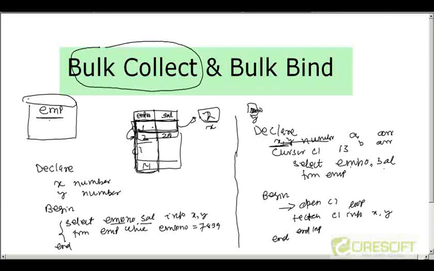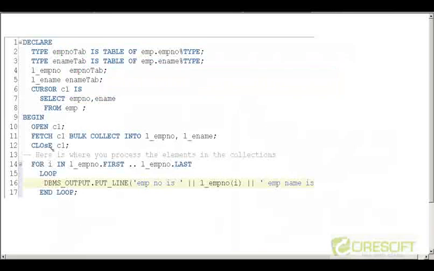Okay, so let's take a look at an example. This is what I told you. In the previous case, we declared x as a number, a variable that can contain only one value. But if we want to fetch the whole column into something, then that something should be an array.